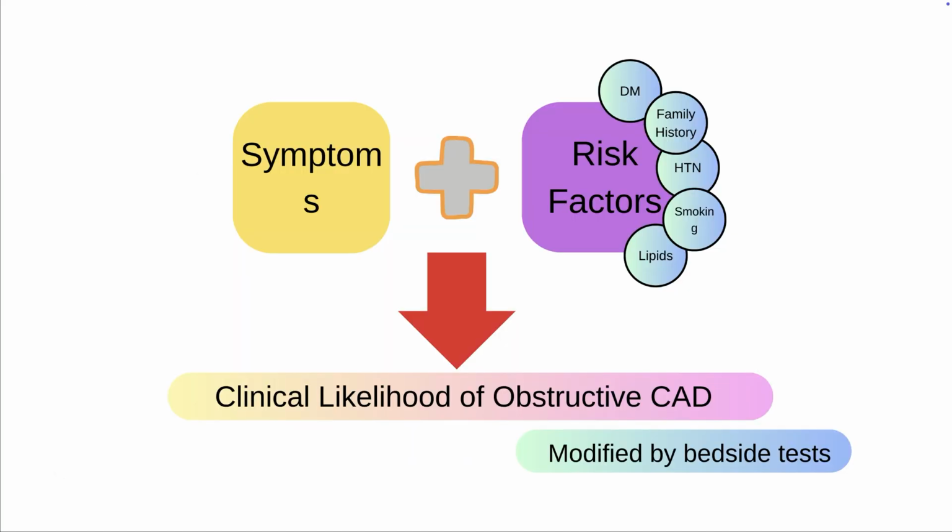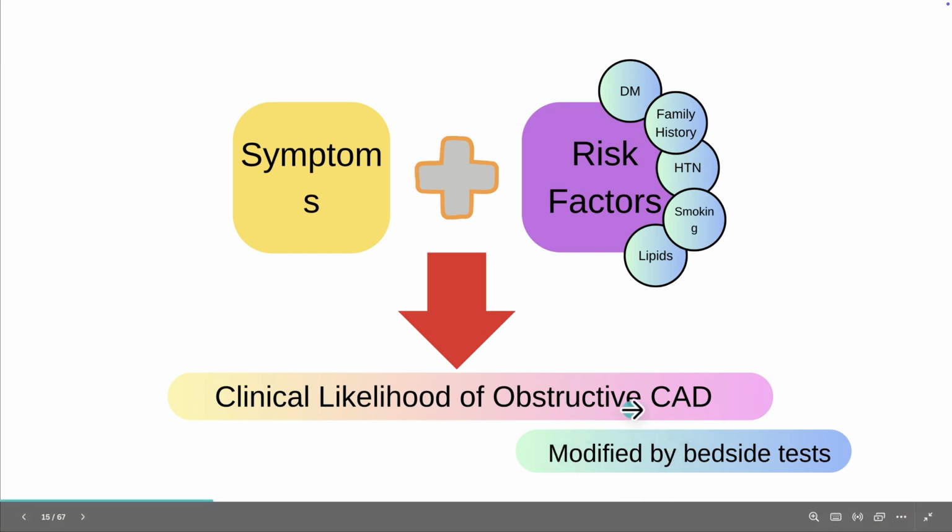And instead of focusing only on symptoms, we need to consider the risk factors. So we combine the detailed analysis of the symptoms, and we need to count 5 main risk factors for atherosclerotic disease: diabetes, hypertension, family history, smoking, dyslipidemia. We combine the nature of the symptoms and the number of risk factors, and then we reach a clinical likelihood of obstructive coronary disease that can be modified by the initial bedside tests like the ECG and the echo.